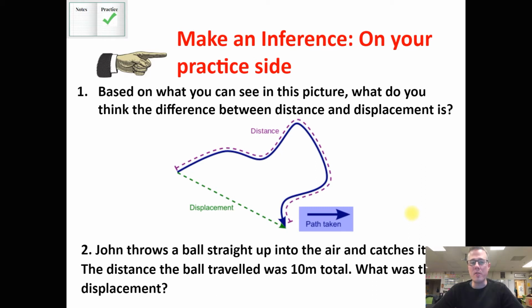And then number two, once you've answered number one and you maybe hopefully have something of an answer, I want you to try number two. John throws a ball straight up in the air and catches it. The distance that the ball traveled was 10 meters. What would the displacement be? Please pause the video and try these two questions now.